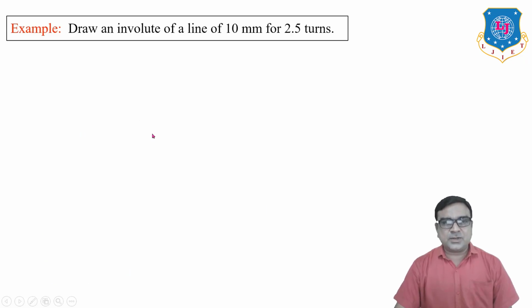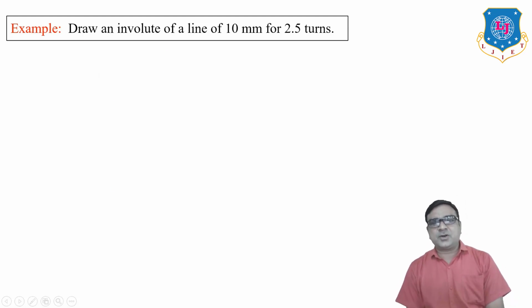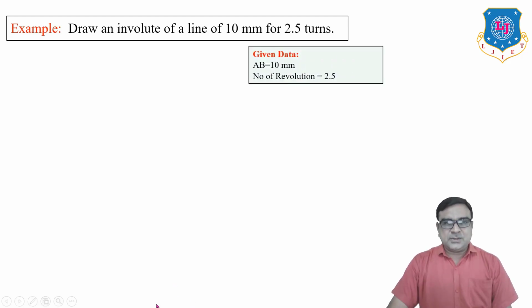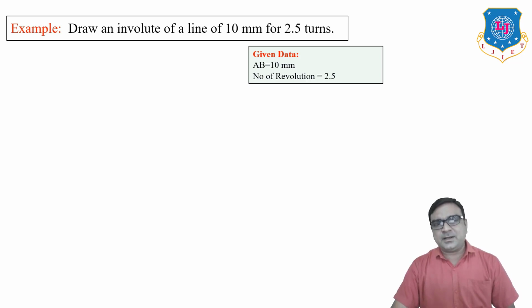What is the involute of a line? To understand this curve, we are going to take one example. Draw an involute of a line of 10 mm for 2.5 turns. So we are given one line 10 mm long, and we have to unwind the string from that particular line, and our unwound turn count is 2.5.